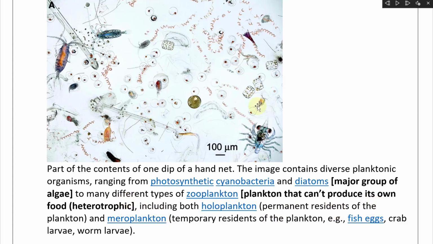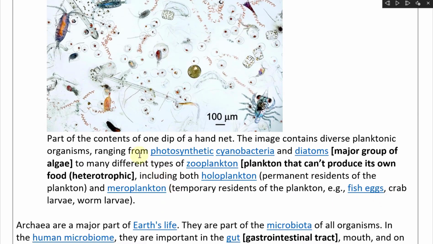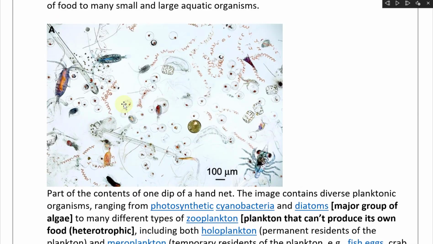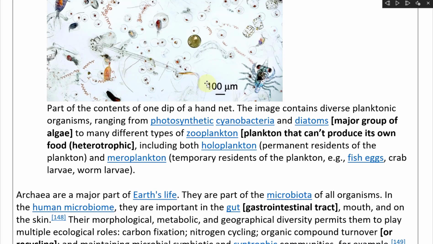Yeah, so fish eggs, they crack and they leave. So holoplankton is permanent, and then temporary, these ones here. So you got some possible eggs in there, and you get crab larvae and worm larvae inside if you can spot them. It could even be these squiggly worms. But yeah, it's very fascinating.